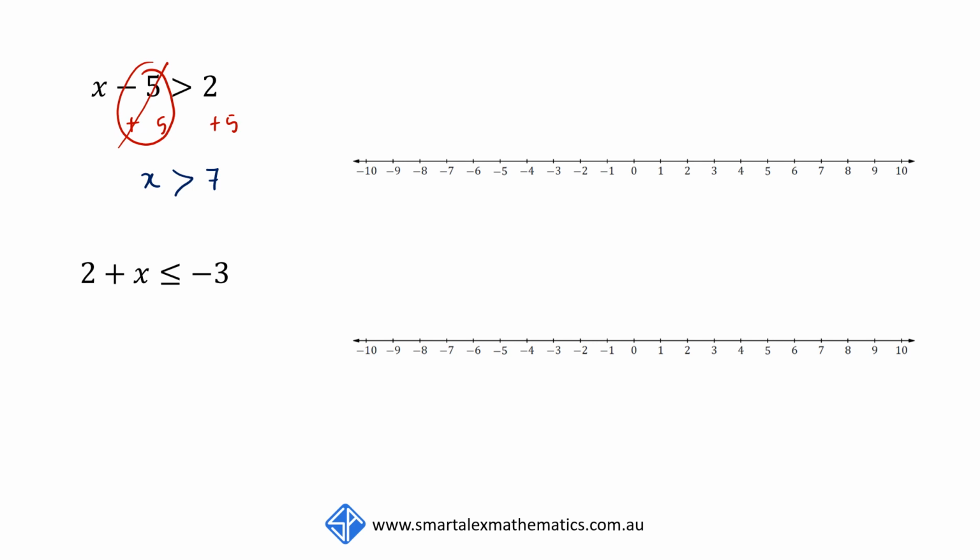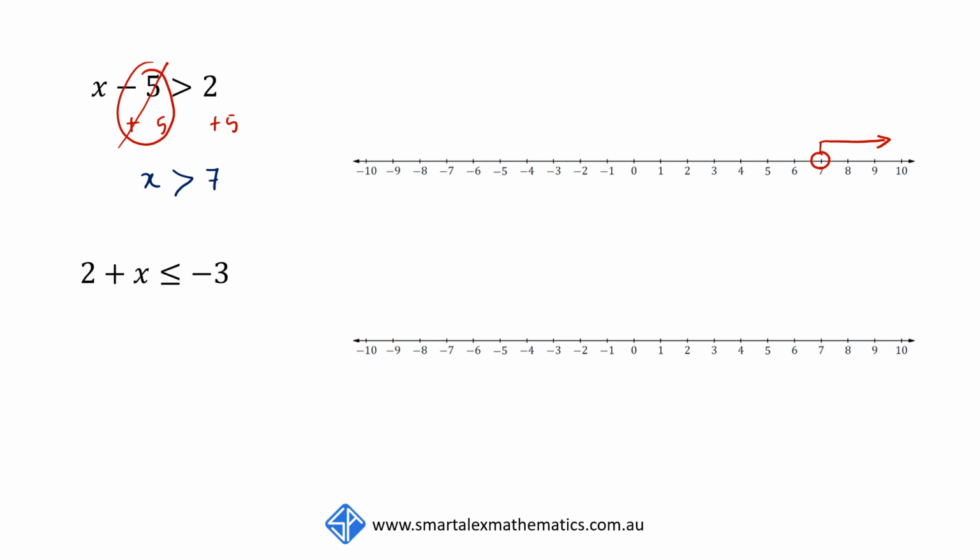And if we want to represent this on the number line, we're going to have an open circle at 7 because x is greater than 7 means we do not include 7. And we're going to draw an arrow pointing towards the right of the number line to indicate that our solution contains values that are greater than 7.